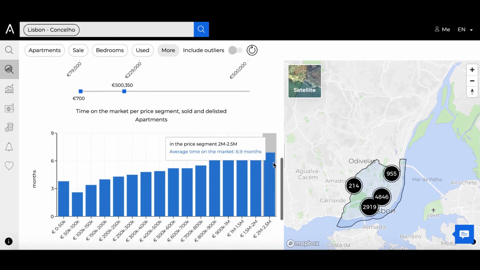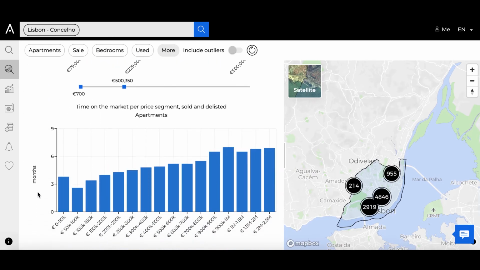If we scroll down here, we're able to see how long different segments of properties stay on the market, and we can see the clear trend here that the more expensive a property is, the longer it's going to take to be on the market. Going down, we see that we're getting under 4 to 3 months for the cheaper properties and over 6 months for the more expensive properties, especially once we go up here to the 1 million plus bracket.